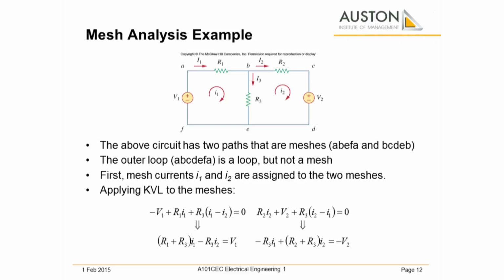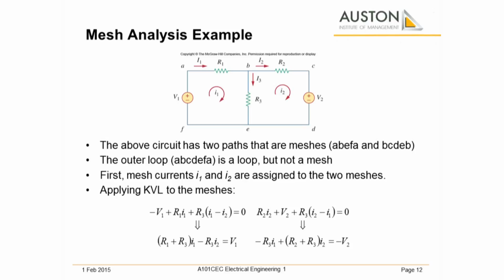After identifying the meshes, let us now assign the mesh currents to these 2. For mesh A, B, E, F, A, let us assign mesh current I1. For the mesh B, C, D, E, B, let us assign the mesh current I2.